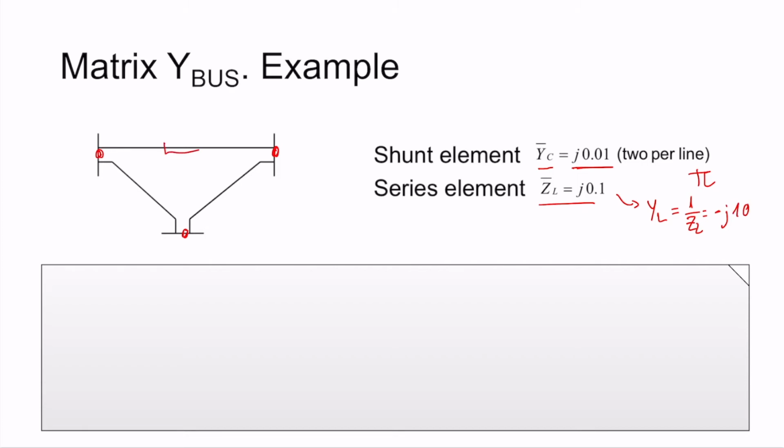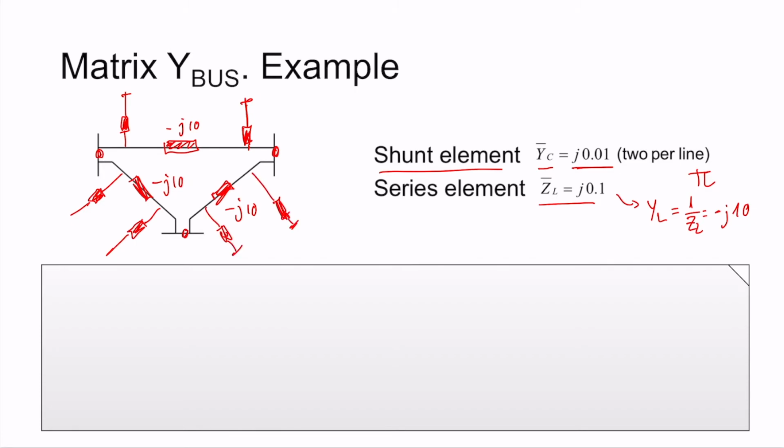Okay, so I will draw here: this is minus j10, minus j10, minus j10. In general, I don't need to draw that, so I will be able to build this in a very systematic way, even by computer, so I don't even need to have this scheme of the grid. Okay, let me also write what the shunt elements are. I have a pi model for this first line, another pi model for this line, and this pi model. And then I need to give numbers. I will call this node 1, this one node 2, and the last one node 3.